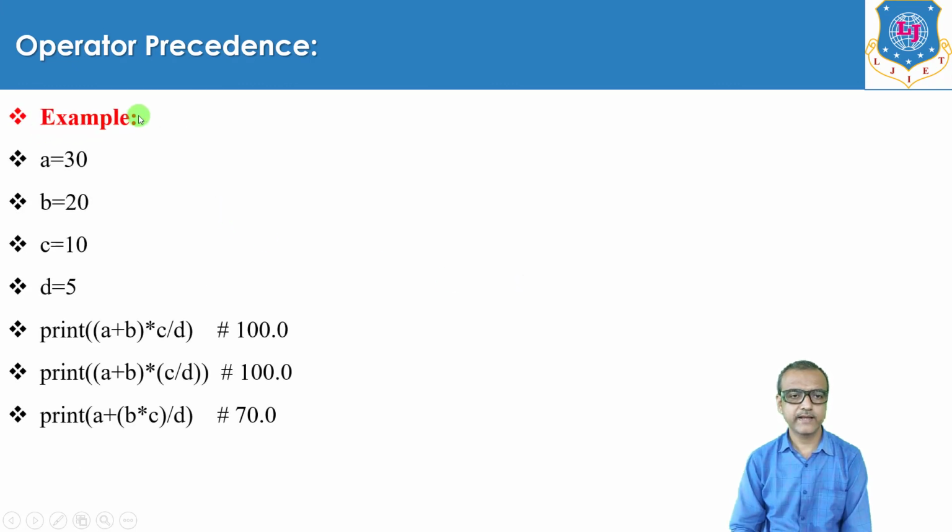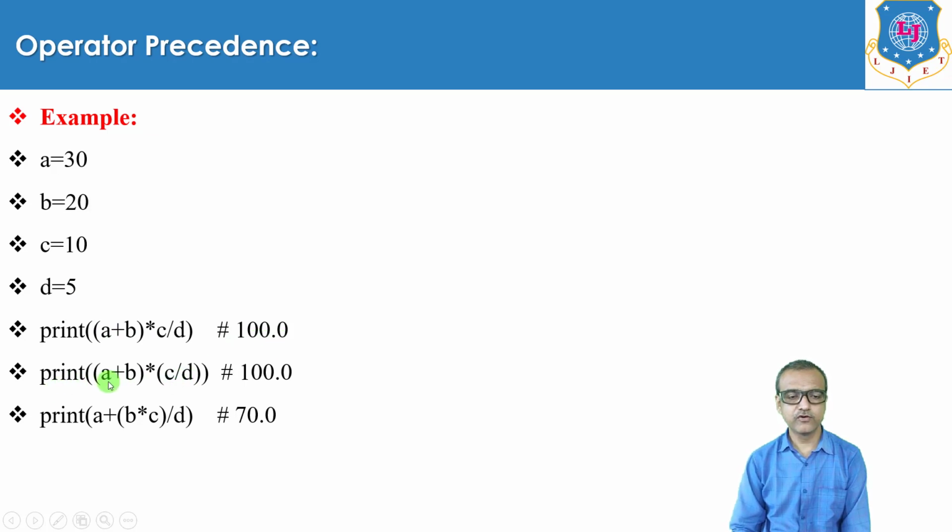So this is the example of operator precedence. A equals 30, B equals 20, C equals 10, D equals 5. Now what will be the output of this print statement? First of all, the A plus B bracket will be evaluated. 30 plus 20, that is 50. Then after that C slash D will be evaluated. 10 divided by 5, that is 2.0. Now multiply 50 by 2.0, you will get 100.0.